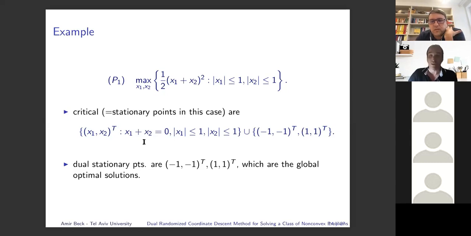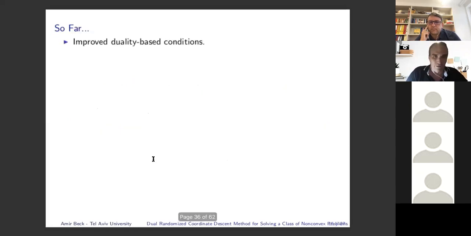And when you look at dual stationary points, then only these 2 points are the dual stationary points, which are also global optimal solutions. But criticality is a much worse condition, at least in this case, because you have a full continuum of points which are critical points and are very, very far from being the global maximum. The value that they get is 0, which is not so good.